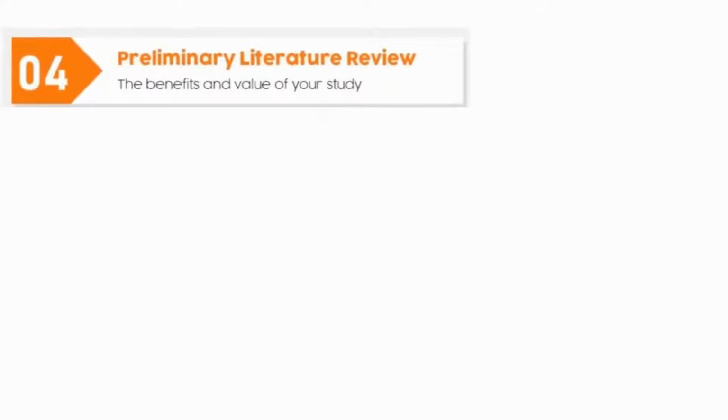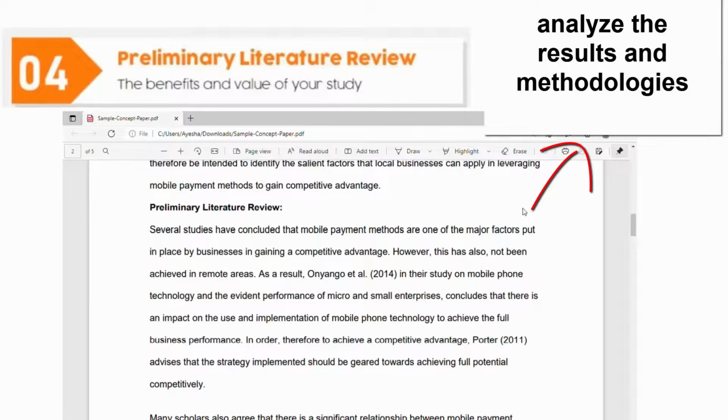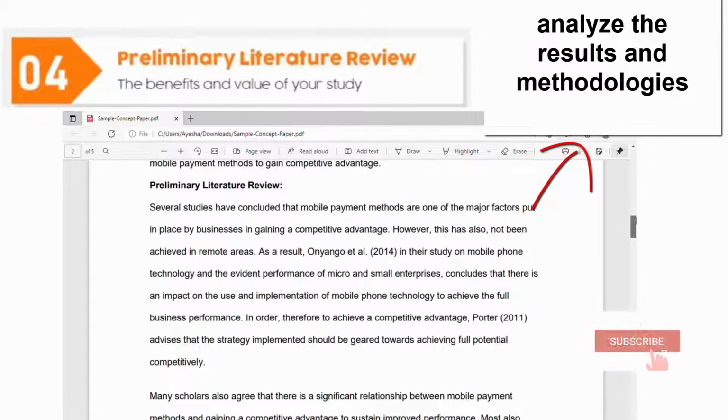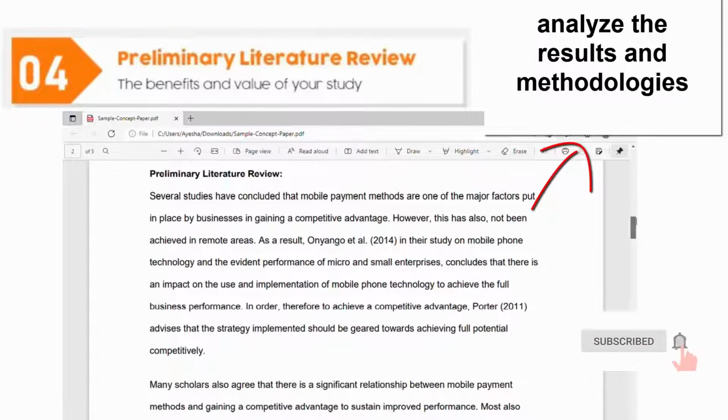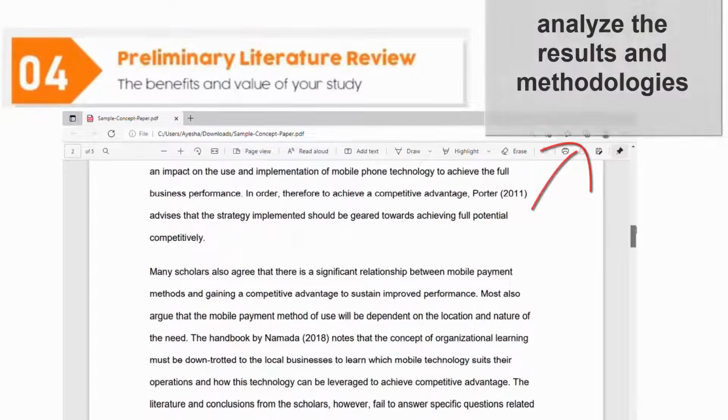4. Preliminary literature review. This section features related studies and papers that will support your research topic. Use this section to analyze the results and methodologies of previous studies and address any gaps in knowledge or questions that your research project aims to answer. You may also use the data to assert the importance of conducting your research.